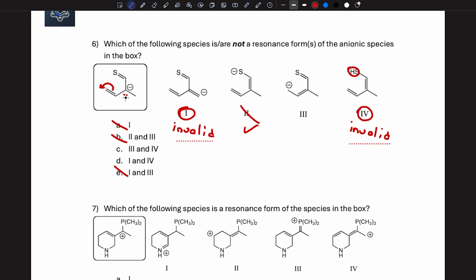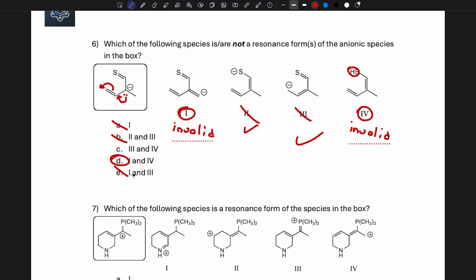And so how did that happen? Well, we took this lone pair and we formed a double bond. And now everything's happy. We didn't really break any octet rules, and we still kept a negative charge. And so this is totally valid. This is totally good. And so I'm thinking that my answer choices are structure 1 and structure 4.